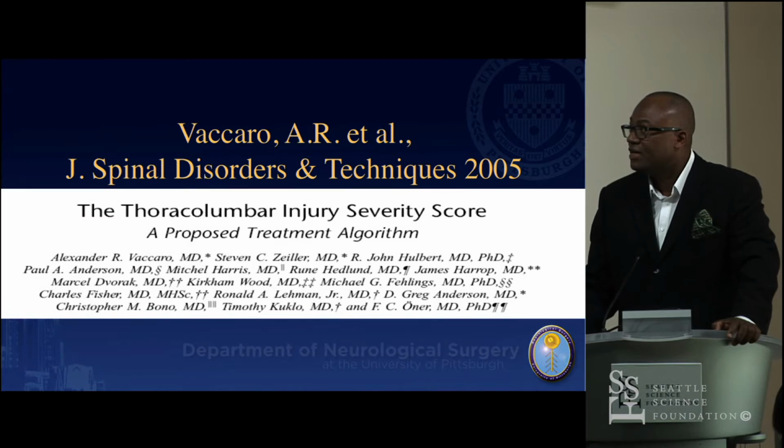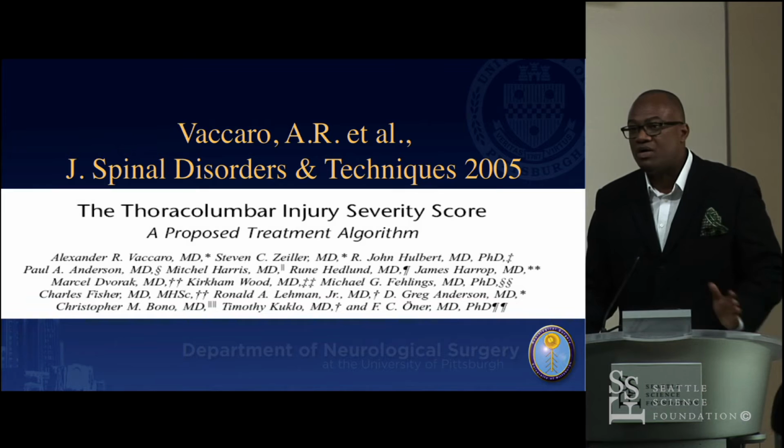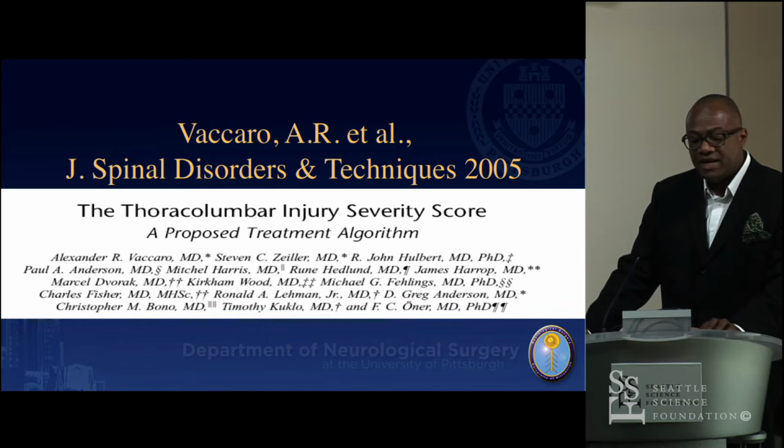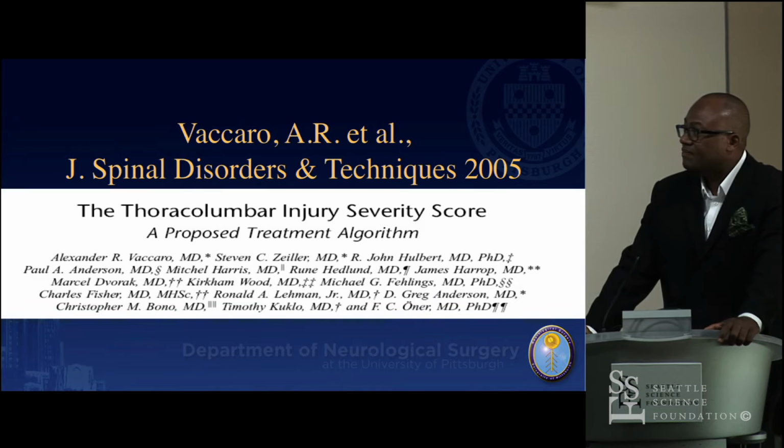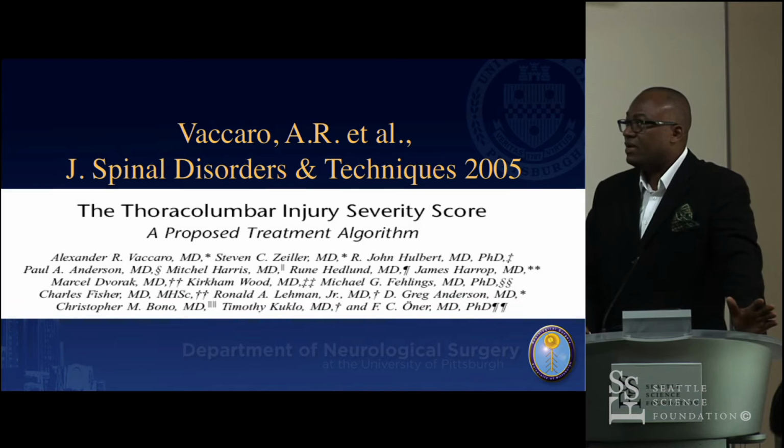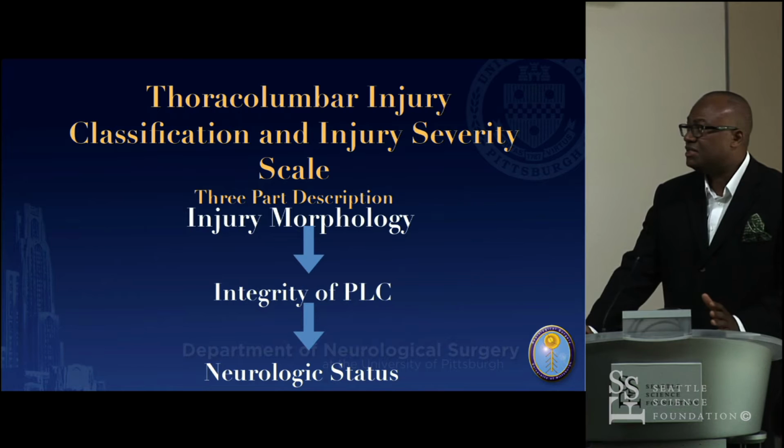So in view of the fact that the three-column injury was very broad, the AO system was too thick, and there was not a whole dependence on the patient's neurological deficit that could guide outcome and also the expedience of surgery. So in around 2005, sort of in the middle of my residency, a group of both orthopedic surgeons and neurosurgeons got together. They came up with the thoracolumbar injury severity score, which included injury morphology, integrity of the posterior ligamentous complex, and neurological status.